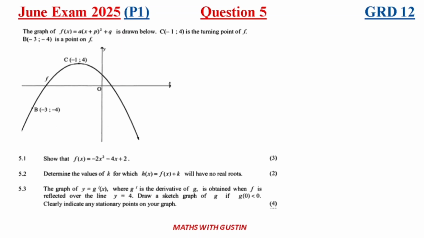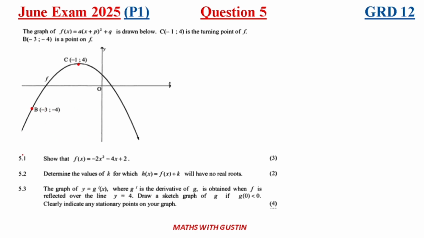Okay guys, here is question 5. It says here the graph of f of x, which is a parabola, is drawn below. We can see that. And then it says here c is -1, 4. It's a turning point. Okay, there is our turning point right there. And then it said f of x passes through any random point there.